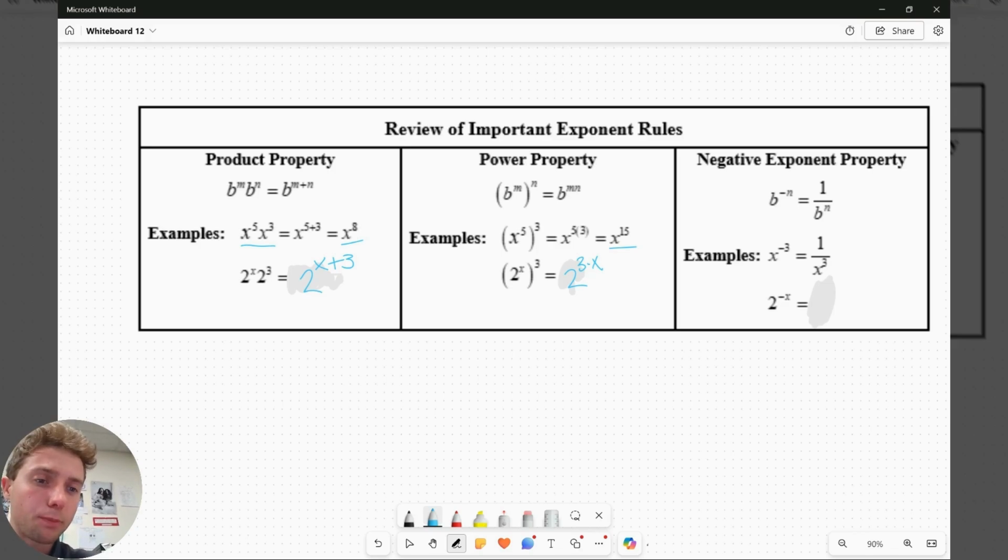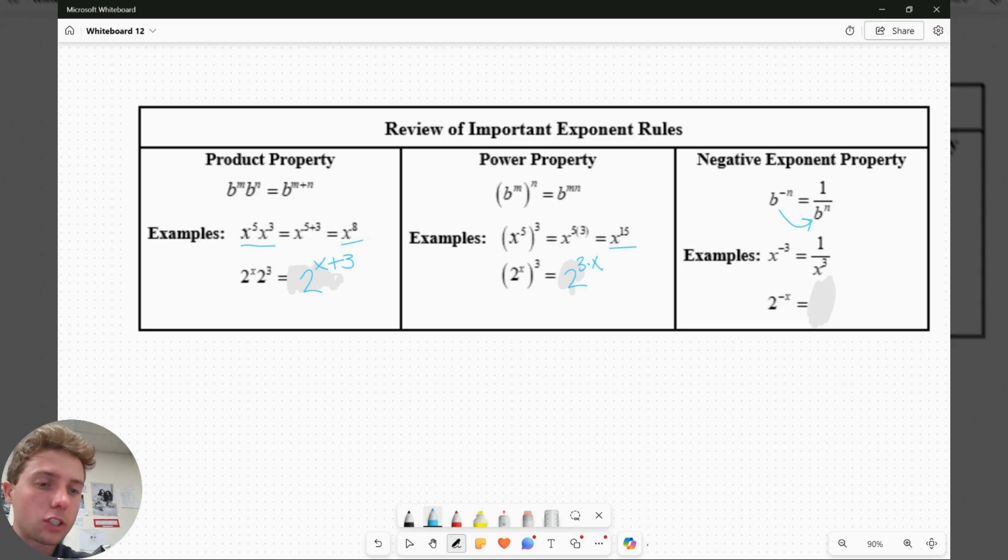Negative exponents have this property where they move to the other side of your fraction. So b to the negative n would be 1 over b to the n. We talked about why that was in class today, so if you want me to talk about that later on, come find me. We can look at that together. I won't necessarily go over that right now, though.